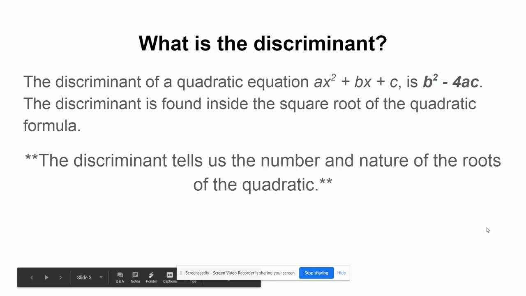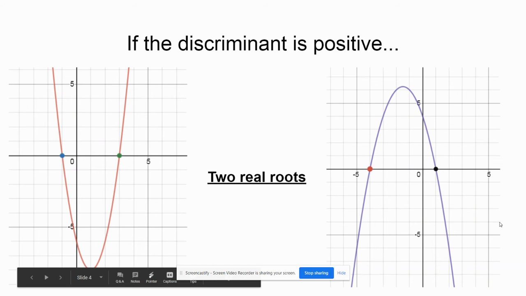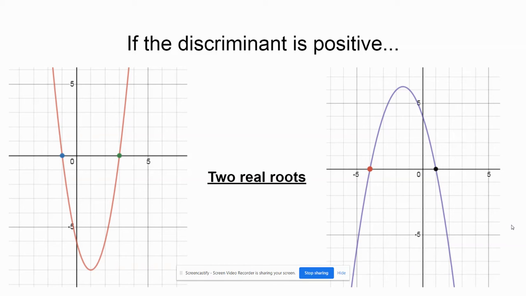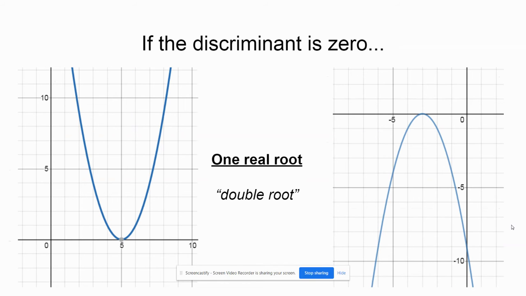So let's talk about what I mean. If the discriminant is a positive number, that b squared minus 4ac, if I simplify that and my number is positive, I'm going to end up with two real roots. That means I'll have two x-intercepts. If it is 0, that means we will have one real root or a double root, meaning it hits the x-axis with the vertex and bounces back off again.